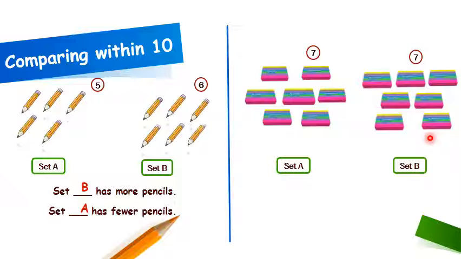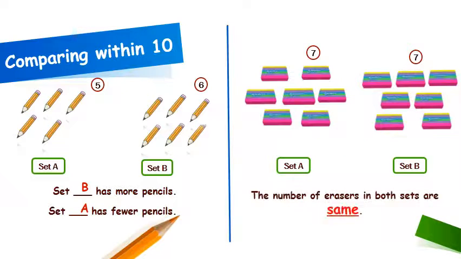It means that set B has 7 erasers as well. So, when we have the same number of objects in both groups, it means that the number of erasers in both sets is the same. Good.